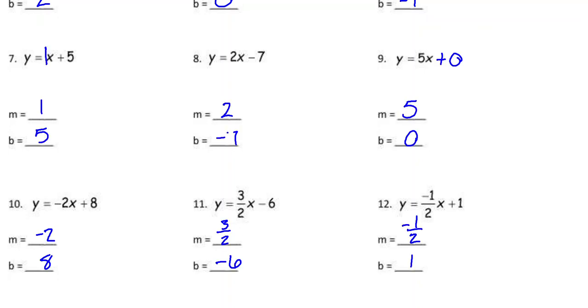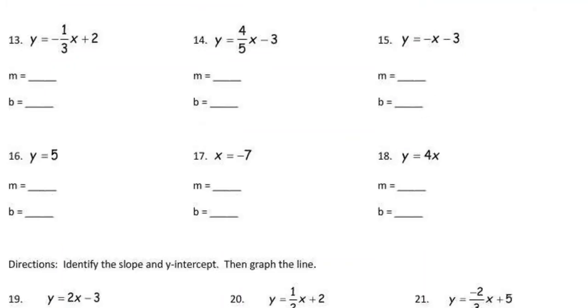So here are your answers for 7 through 12. And all you were doing was pulling out that slope, which was right in front of the x, and the y-intercept, which is in the back. Okay, let's look at the last page real quick. I want you to try the first line. Remember, anytime you have a variable, always squeeze in a coefficient of 1. So go ahead, try the first line.